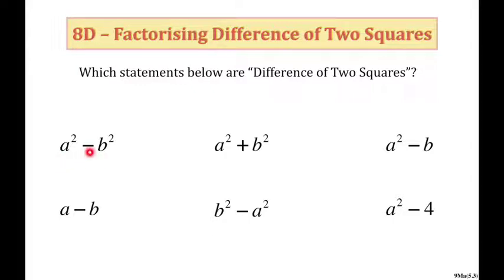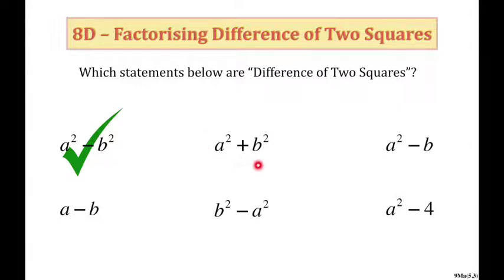There's a minus sign, difference. There are two terms. So we've got our difference of 2. We've just got to check if they're squares. The A has a squared above it. The B has a squared above it. They are perfect squares. The reason they're perfect squares is because A times A gives A squared and B times B gives B squared. So, the first one, yes, it is a difference of two squares.